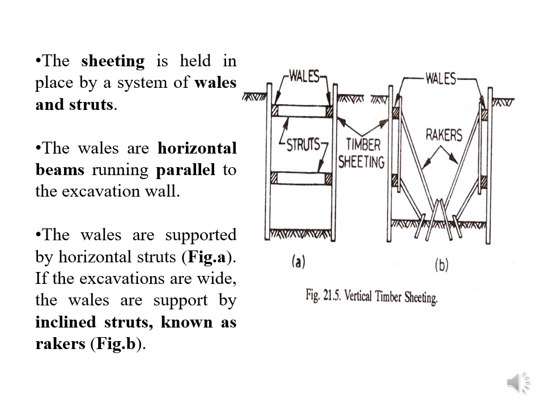Suppose the width of the excavated area is less. In that case, the strut and wells are sufficient. The seats are sufficient. But in case the width of the excavated area is more, in that case we shall go for the support systems, which are called rakers, right? So you can see the figure B, where the rakers are provided in the excavated area to support the soil.